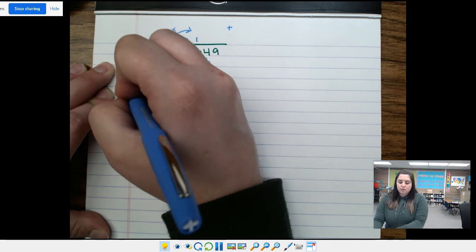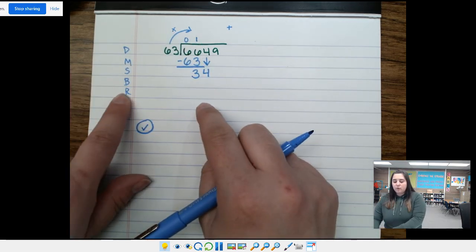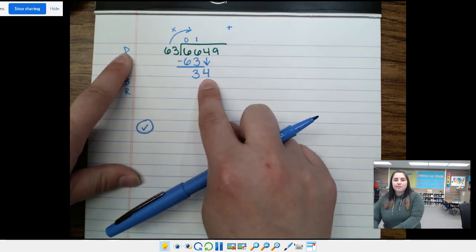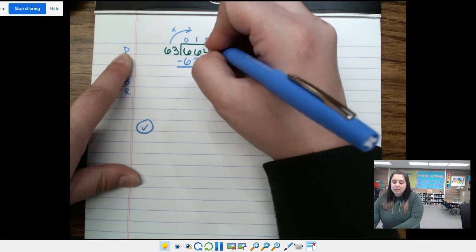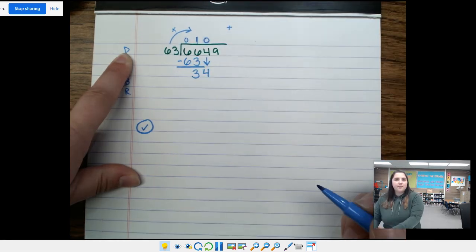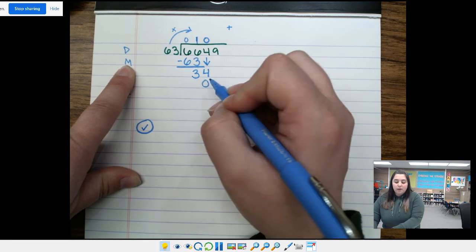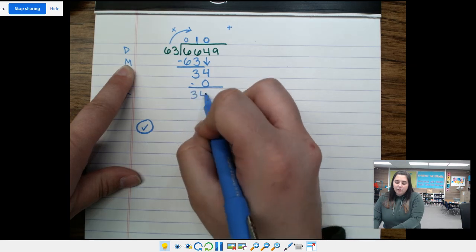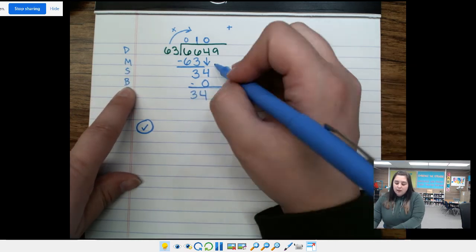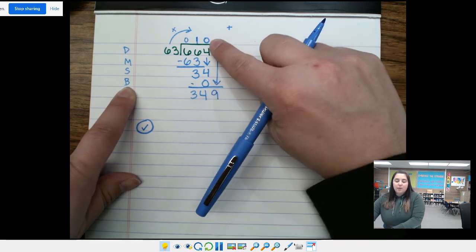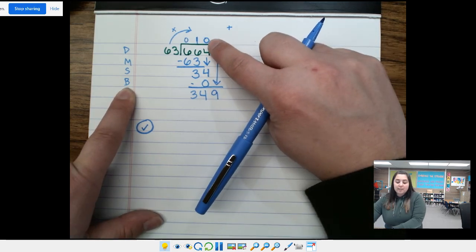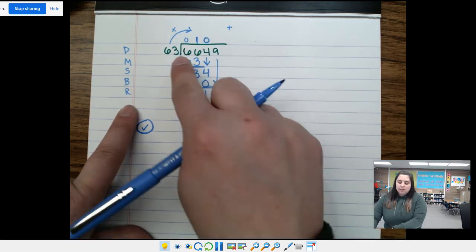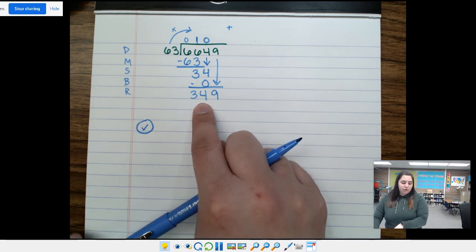Dad, Mom, sister, brother, Rover, you just brought down, repeat again. Divide. Can 63 go into 34? It can't. It goes in 0 times. So we couldn't get anywhere close to 34. We got to 0. So when you subtract again, you're still with that 34. Bring down the next number. But if you got it wrong, it might be because you forgot to write that 0 up there. You can't forget, because 63 couldn't go into 34. 63 can go into 349 though.